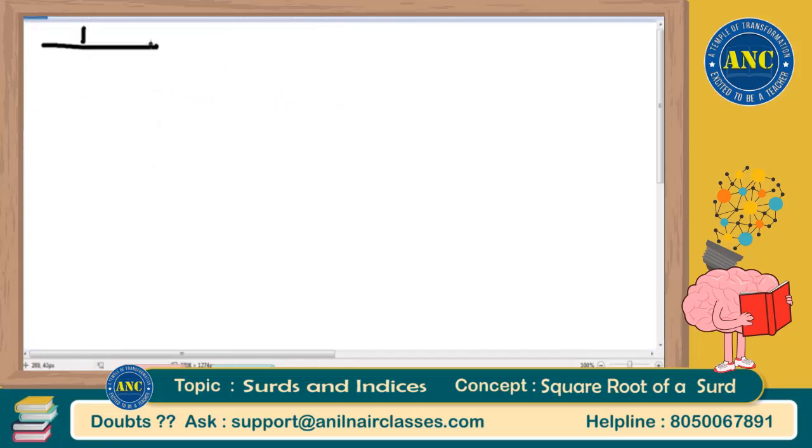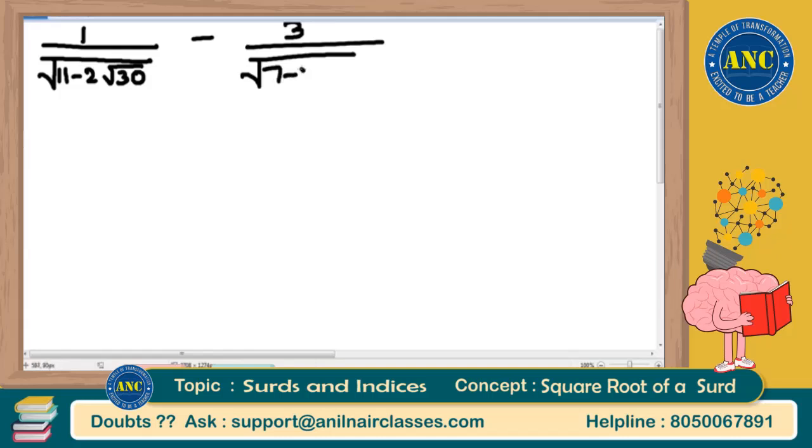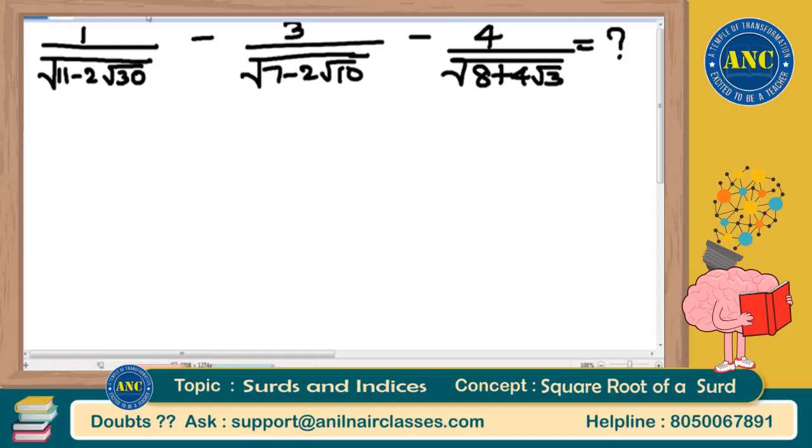Now see here, these are all very tricky looking questions, but actually not tricky. 1 by root of 11 minus 2 root 30 minus 3 by root of 7 minus 2 root 10 plus 4 by root of 8 plus 4 root 3. This value I require. Looking like a very difficult and tricky question.